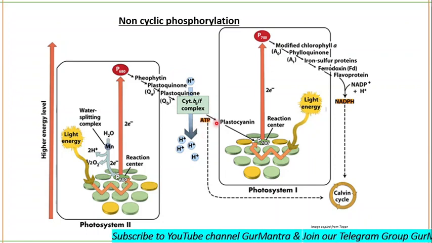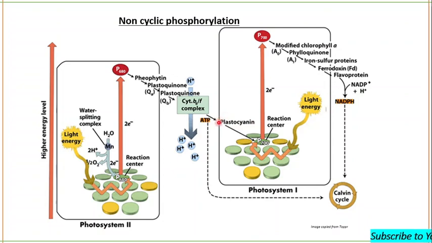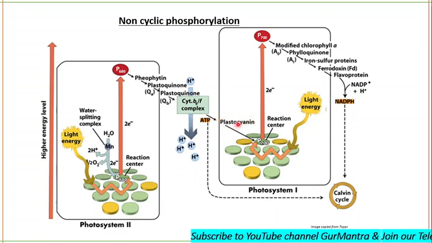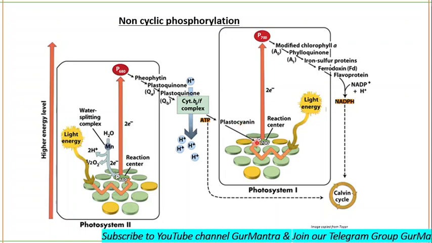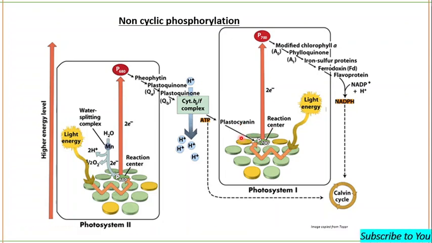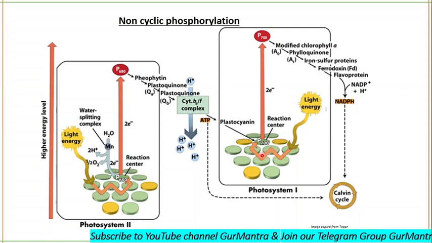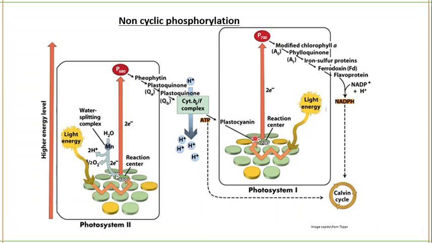And then the electrons are transferred to plastocyanin. Plastocyanin is actually present toward the luminal side. It is a water-soluble protein. This plastocyanin then transfers the electrons to P700. P700 will only accept the electrons from plastocyanin in the case that P700 does not have its own electron, if it is not getting excited by the energy. Okay, but plastocyanin will transfer its electron to P700.